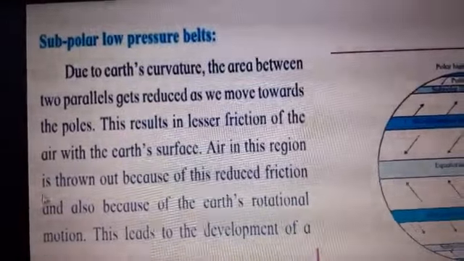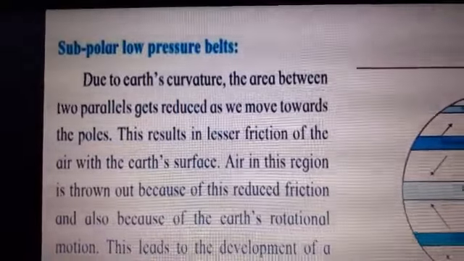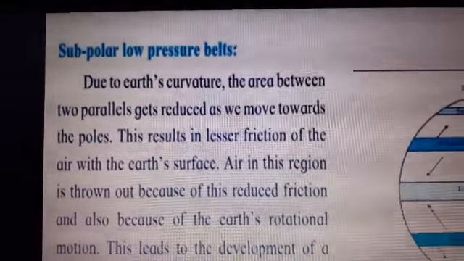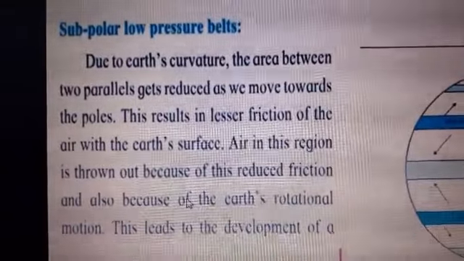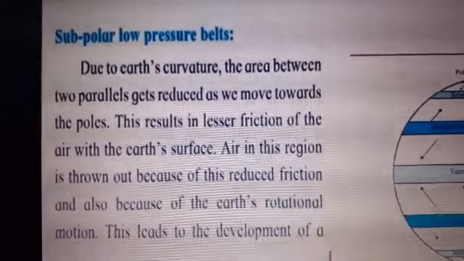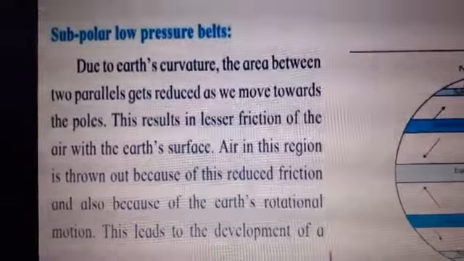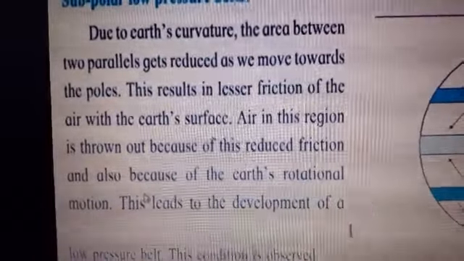Air in this region is thrown out because of this reduced friction. So what happens to the air? Air is thrown out because of the reduced friction and also because of the earth's rotational motion. Now the motion of the earth also plays an important role. Therefore, there is a change in the direction of the air which is blowing at that place. This leads to the development of a low pressure belt. Now what happens because of this? A low pressure belt is formed. This condition is observed in the area between 55 and 65 degree parallels in both the hemispheres.